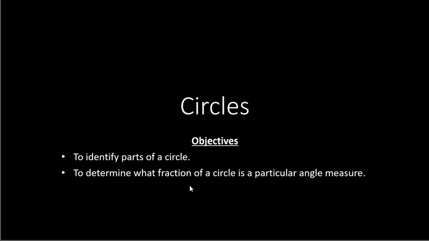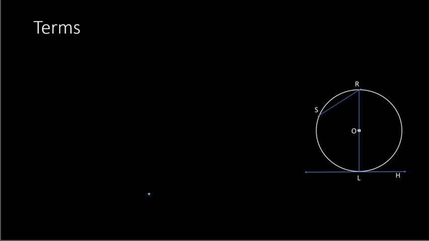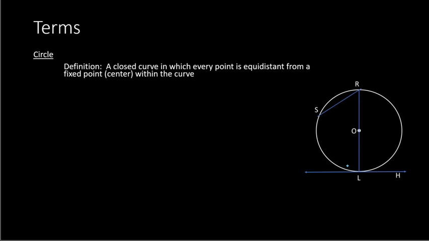In this video, you will identify parts of a circle and determine what fraction of a circle is a particular angle measure. So beginning with different terms or parts of a circle, we have first off our circle. Our circle, by definition, is a closed curve in which every point is equidistant from a fixed point or a center within the curve.